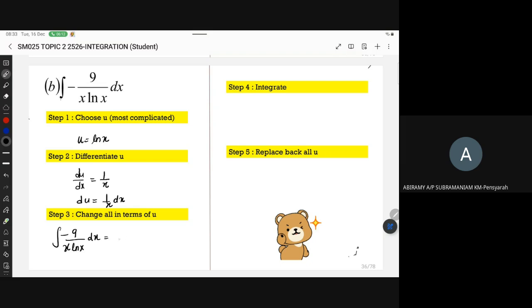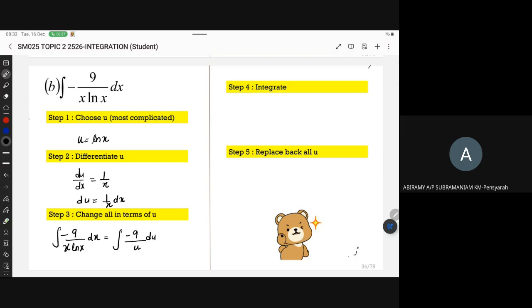We are going to change all in terms of u. So negative 9, there's nothing to change in negative 9. So be careful. 1 dx over x can be replaced with du, and ln x can be replaced with u.